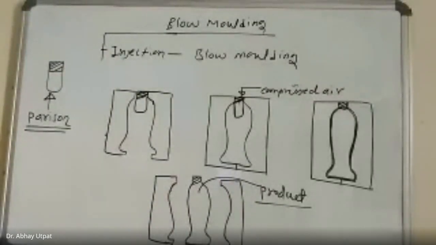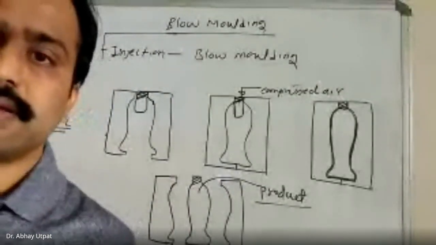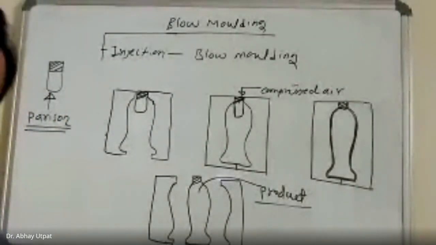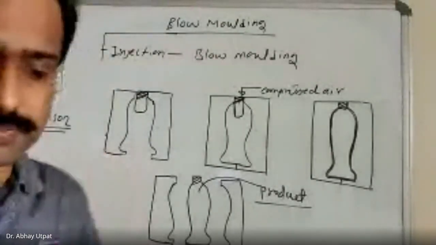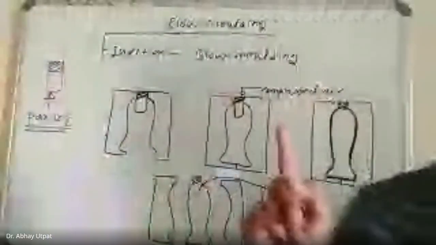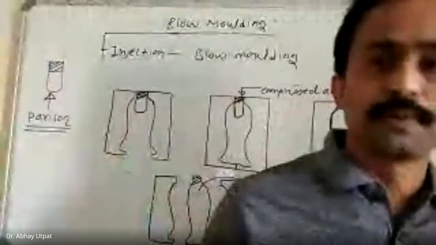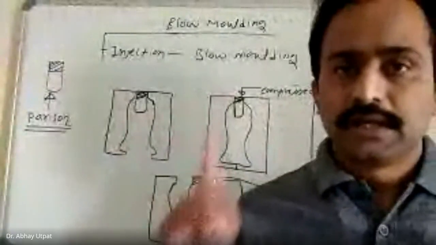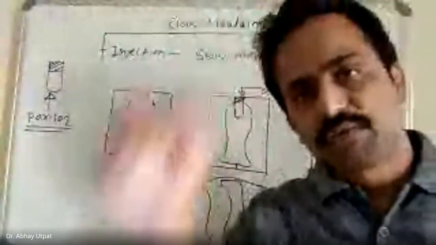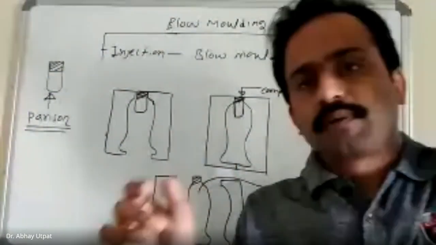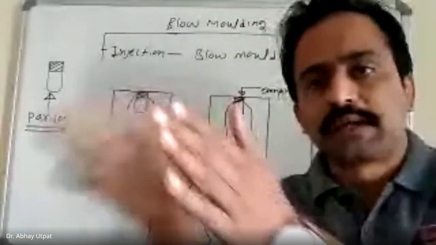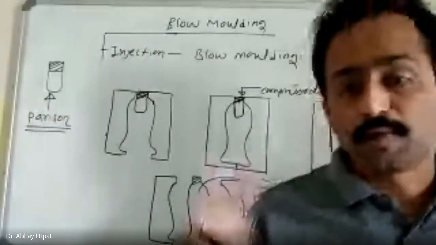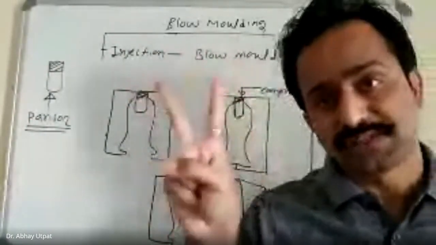Now see what this is. Injection blow molding is carried out in two steps. It is not in one stroke like extrusion blow molding. I repeat once again. Extrusion blow molding takes place in one step, in one stroke. Parison comes out of the extruder, closing, trimming, swelling, opening, product is ready. But injection blow molding is carried out in two different steps with a time gap.